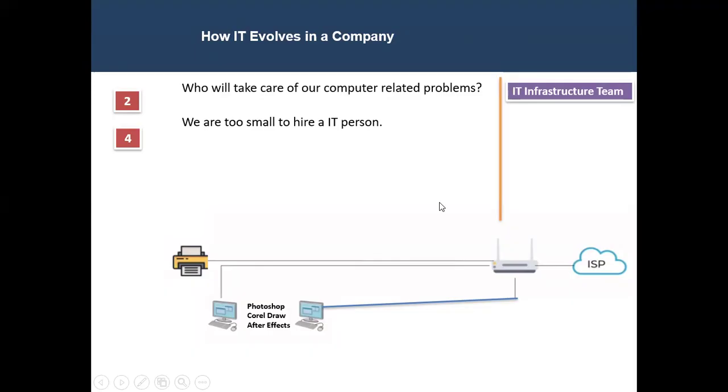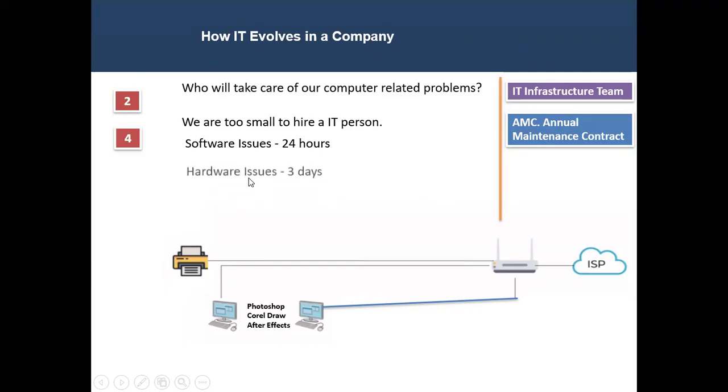So in this case, we can't hire, we are too small to hire an IT person. So we are taking the help of third-party companies, with annual maintenance contracts. They say that if any software issue happens, it takes 24 hours to get fixed. If any hardware issue is there, it takes 3 days to get fixed. And this is the discussion. This is called an SLA, service level agreement.